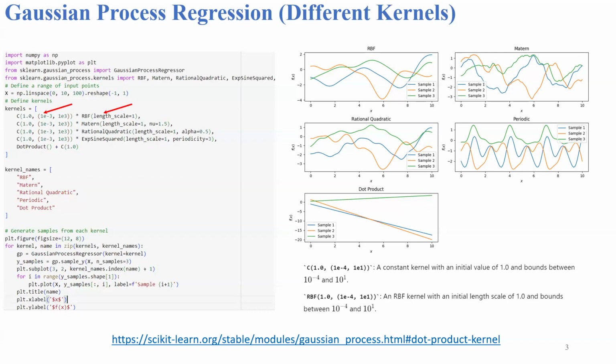So usually RBF is a very popular kernel technique, but you can also have a constant kernel, of course, the C value, which takes a constant value with an initial value and the bounds, or you can have the RBF kernel with an initial length and the bounds between, for example, 10 to the minus 4 to 10, and so on. So maybe one of the exercises could be to analyze the effect of different kernel types on predictions of the Gaussian processes.